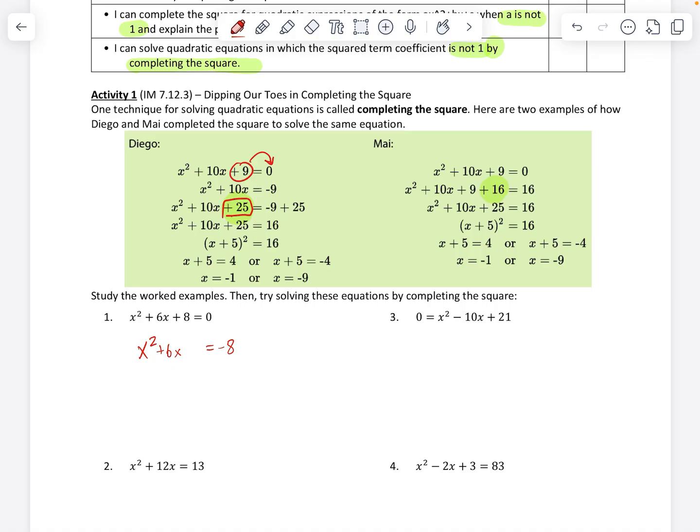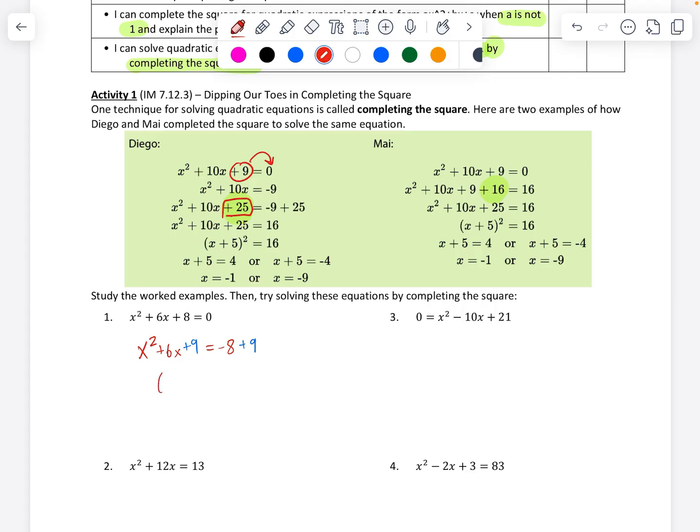Now, the hard part is knowing what number to add. Why does he randomly add 25? And the answer can be found later in the problem. So we are going to add a 9. And if you're not sure why we're adding 9, just stay tuned. But when you add 9 to one side, make sure you add it to the other side. That's a very, very common mistake.